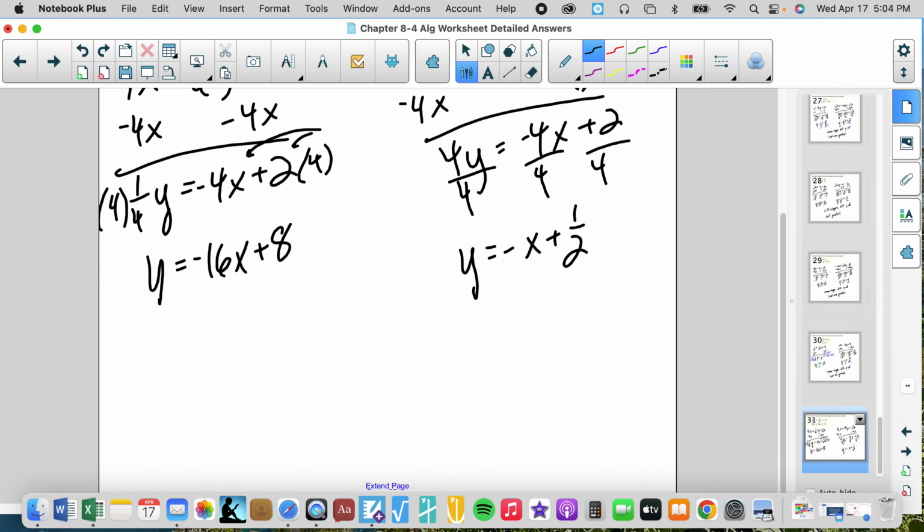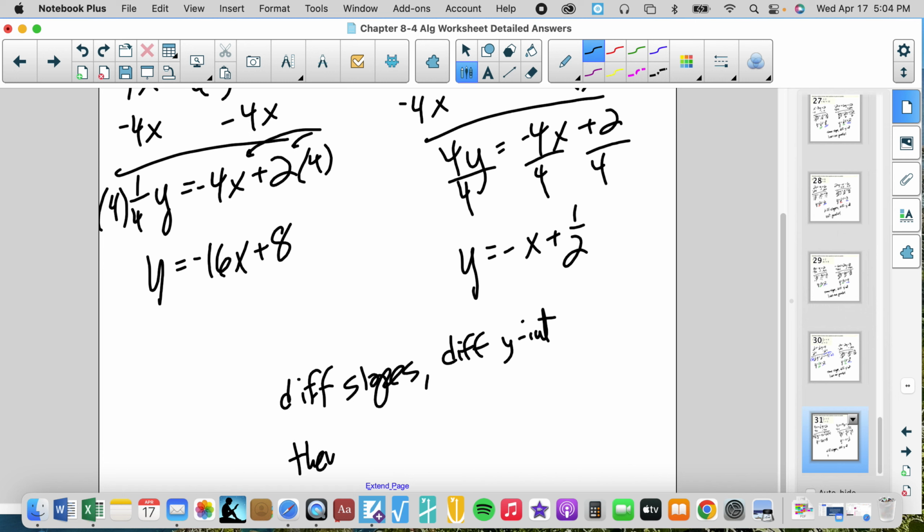These lines have different slopes and different y-intercepts. Doesn't matter about the intercepts. So they are not parallel. They will intersect. Different slopes, that's negative 1 and negative 16.